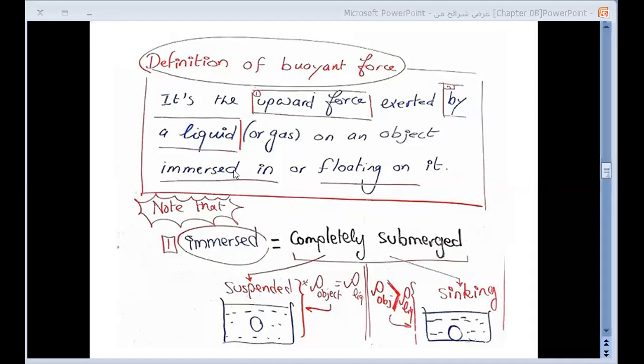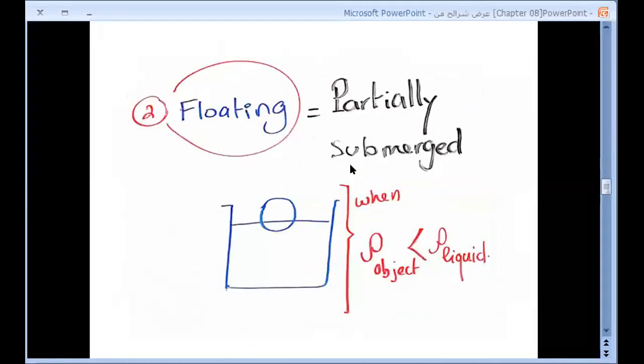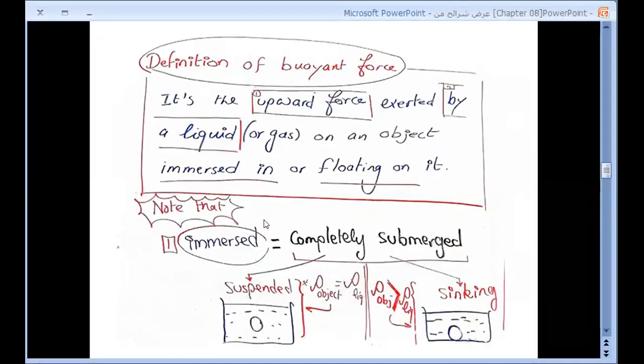What about the second case, which is floating? Floating is that case here, and it has another expression, which is partially submerged. You have to memorize these two expressions. Floating means partially submerged. Let's go back to talk about the cases of immersed or completely submerged objects.